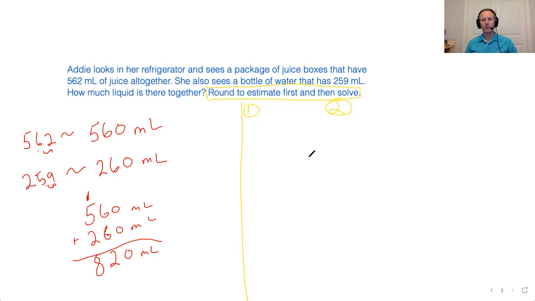So our next step is to solve, and what that means is to do it exactly. So it means that we need to add 562 milliliters and we need to add that to 259. We're going to use a standard algorithm for this.